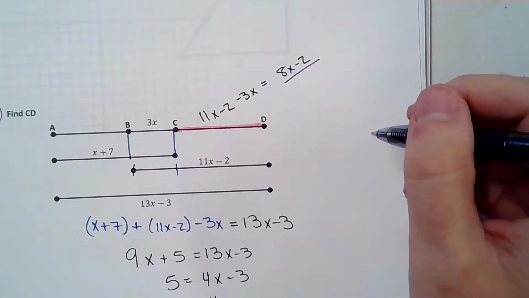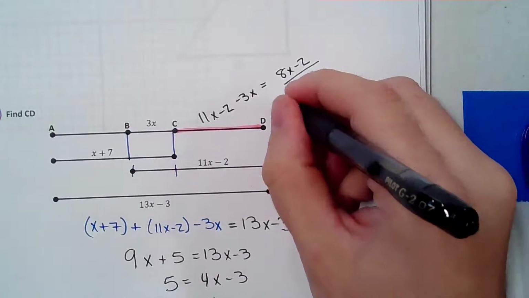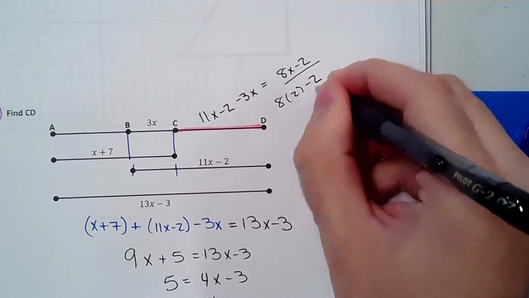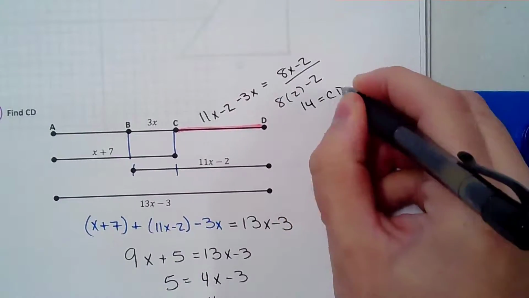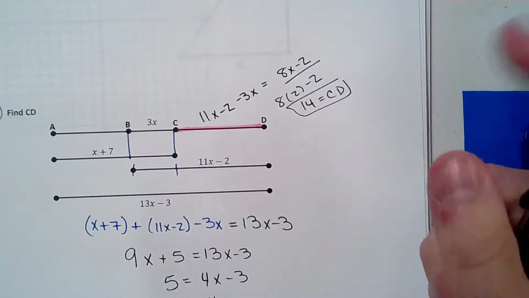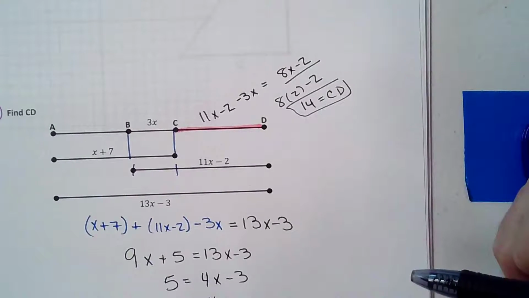What is x again? 2. So 8 times 2 minus 2. That's 16 minus 2. That's 14. CD is 14. It's the hardest one I could throw at you. Right there.